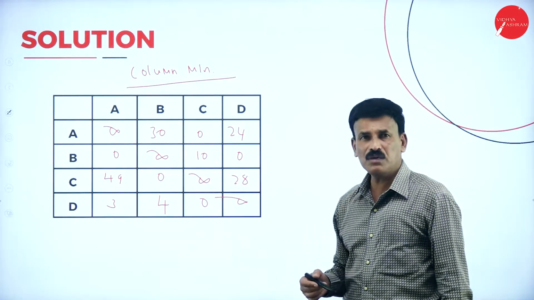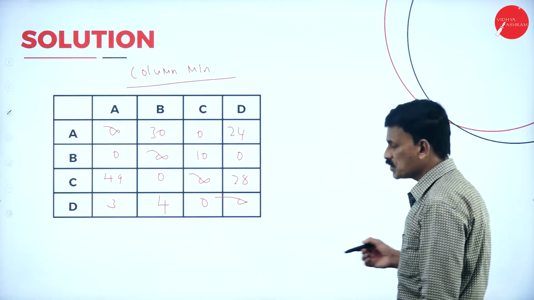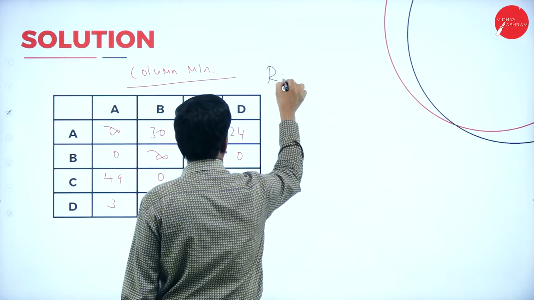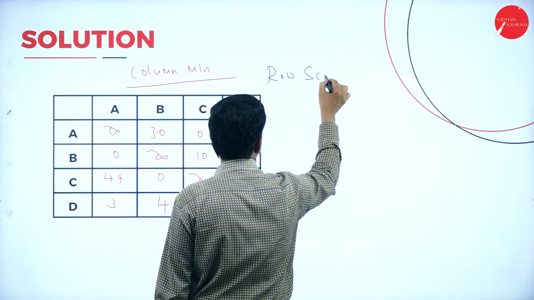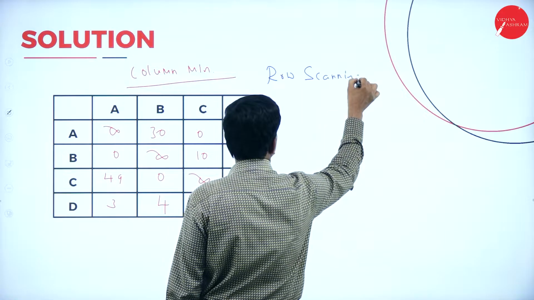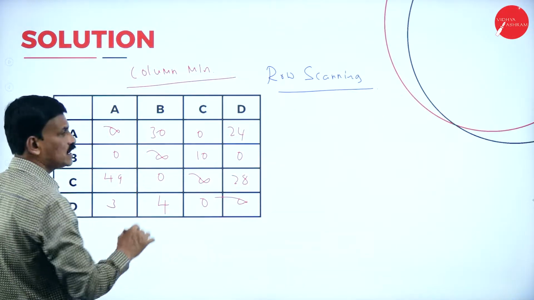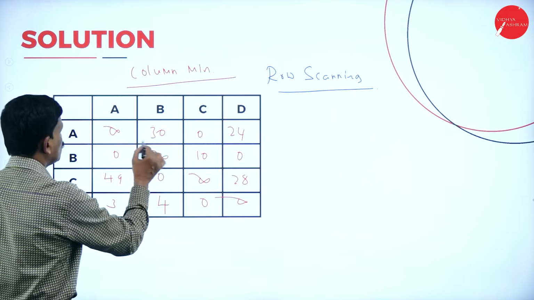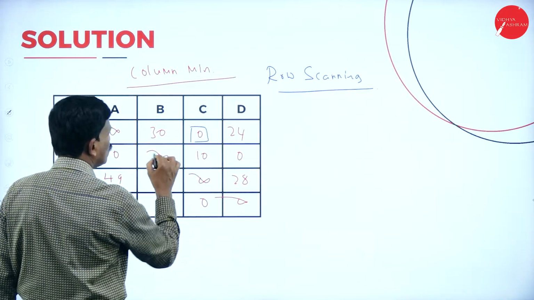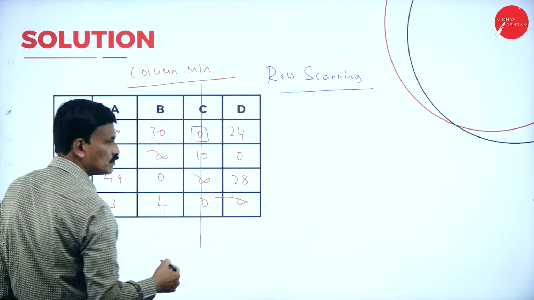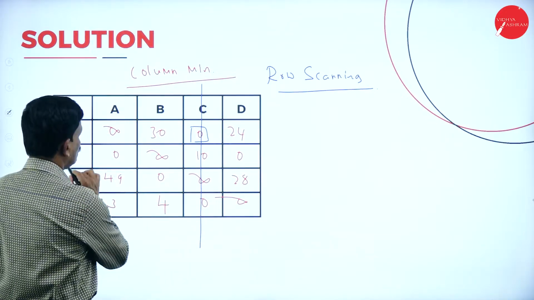Now after column and row minimization, go to the scanning. We can go for row and column scanning. Let us go to row scanning. Let us come to the first row. The first row, just identify the number of zeros. Here there is 1 zero. You can mark this 0. Once I mark the 0, you can cancel this particular column. This column is cancelled.